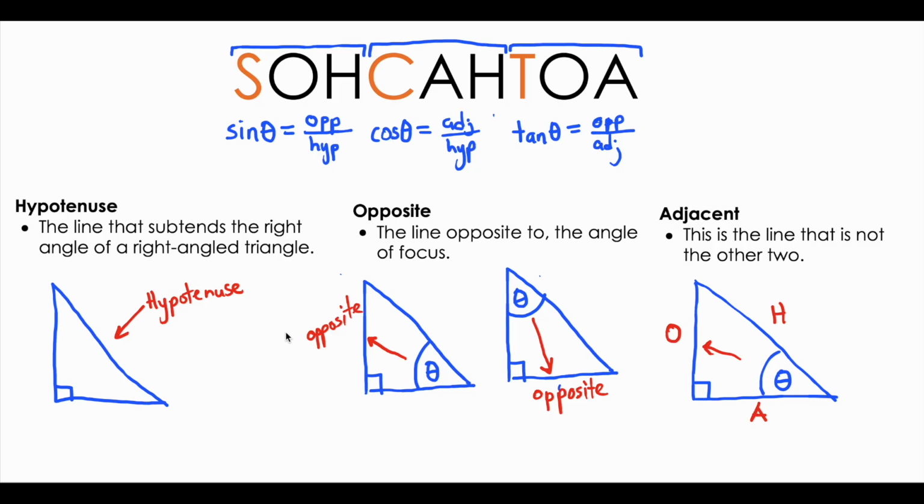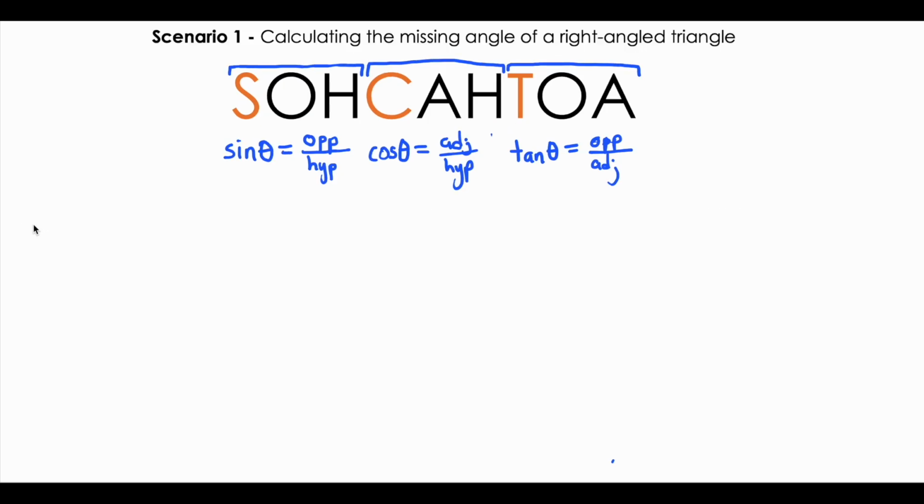All right, so the first scenario we're going to talk about is when we're trying to calculate the angle. These are used for what kind of triangles? Right angle triangles, right? So we want to figure out what this angle here is. Let's say here is a right angle, and right here we have 8 centimeters. And let's say that the length down here is 6 centimeters. So we want to calculate the missing angle that we are looking at. So this is our angle of focus.